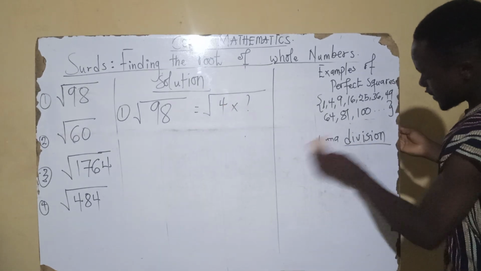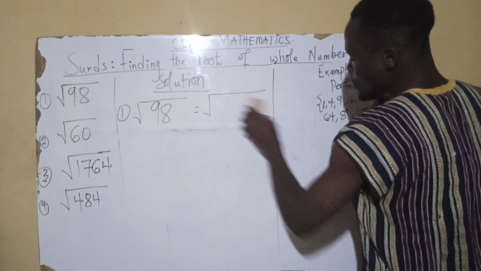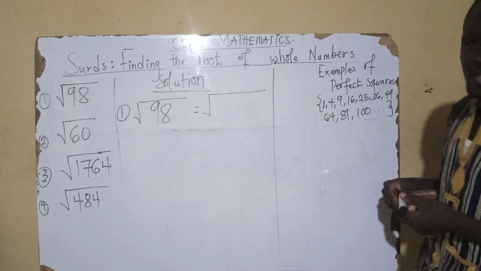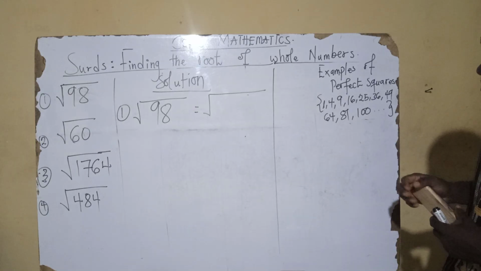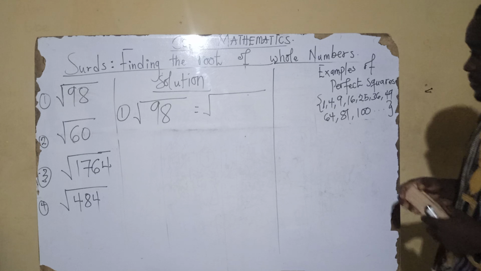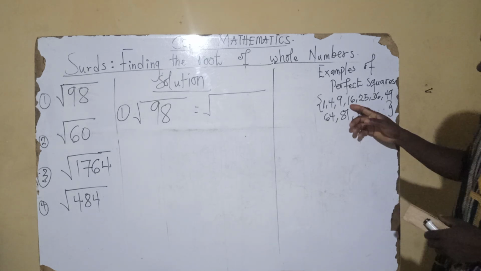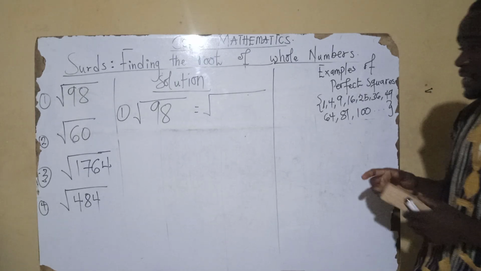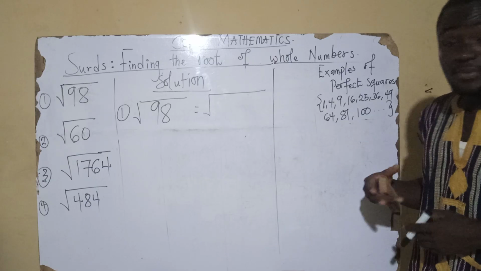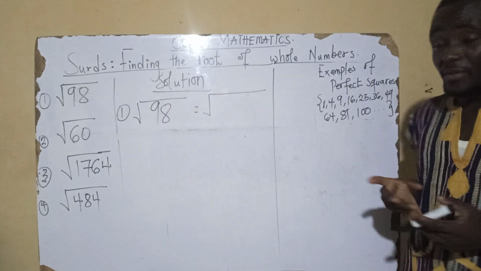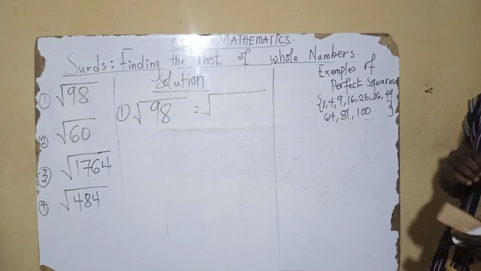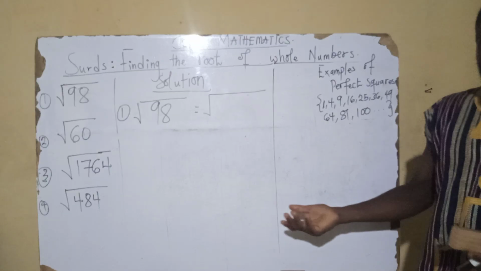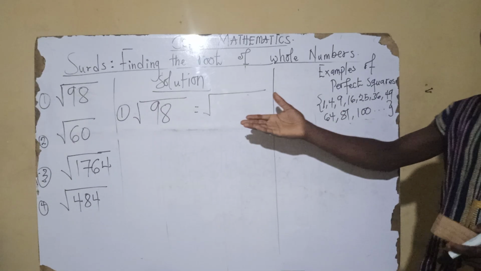So let's pick the next perfect square. Let's pick 9 and see if it will work. Do we have any number times 9 that will give us 98? No, it is not possible. We don't have any number like that. What about 16? Is there any number times 16 that will give us 98? Let's check.